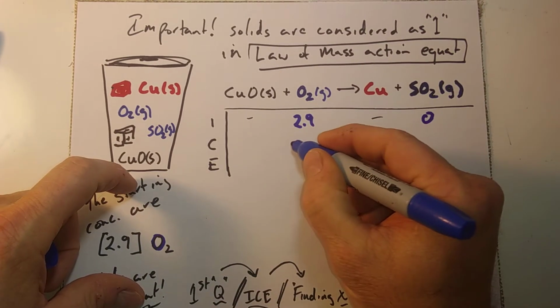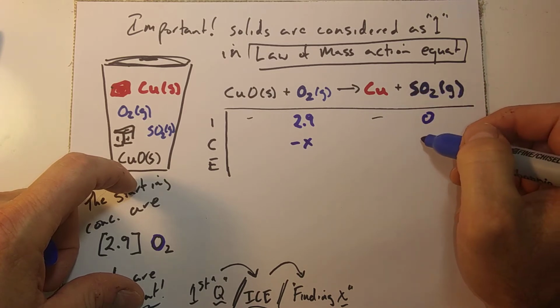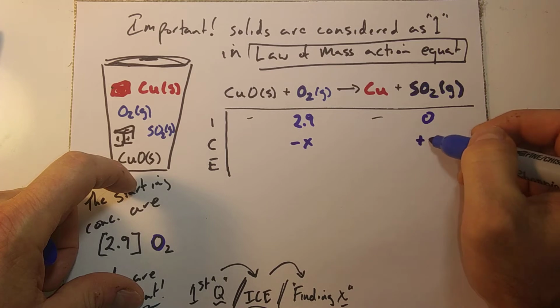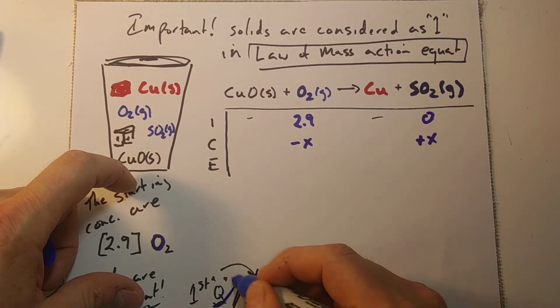But we don't, so we can just say minus X. We don't have a coefficient here. If we did, we'd take plus 2X if there was a 2 there. We don't, so we just say plus X. And again, you got to get this minus and plus right by knowing the first part.